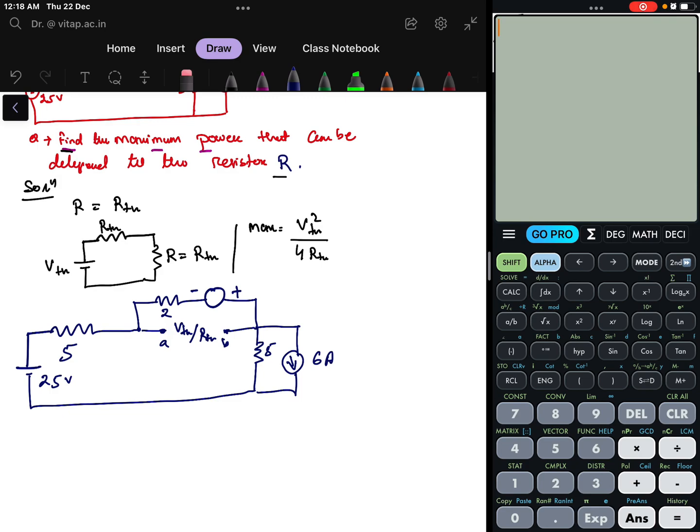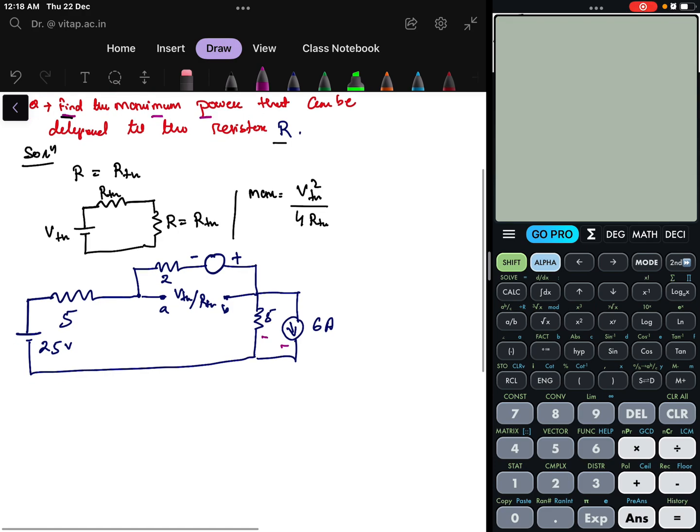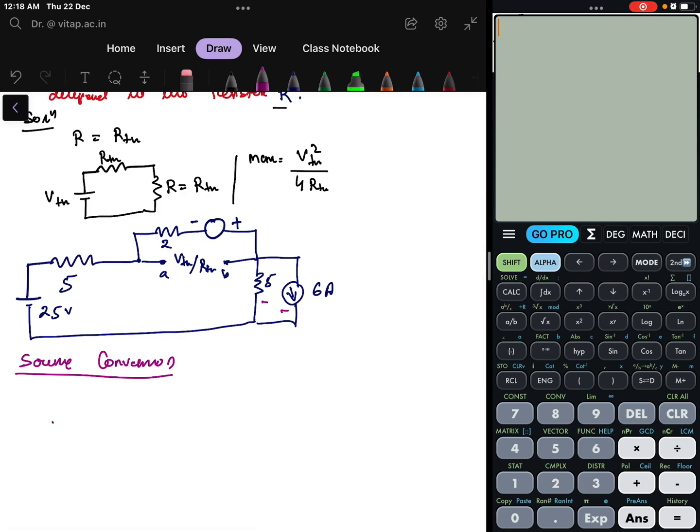Before calculating, for easy calculation I can do a source conversion on this current source and this resistance, making it a voltage source in series with a resistance. So we are doing the source conversion here. How will the circuit be now?